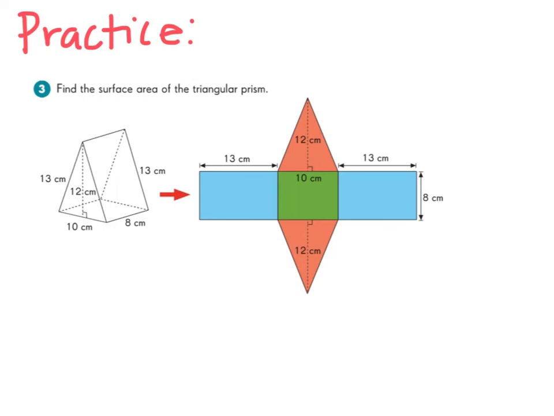Now try working through this process on your own. Find the surface area of the triangular prism shown. The net has been created for you to help you out.